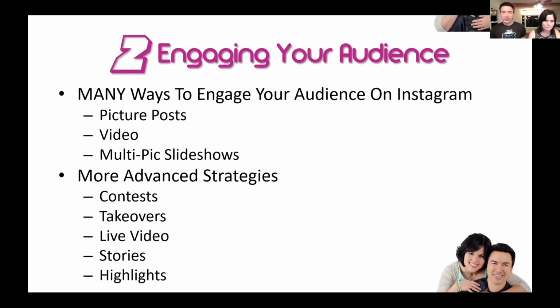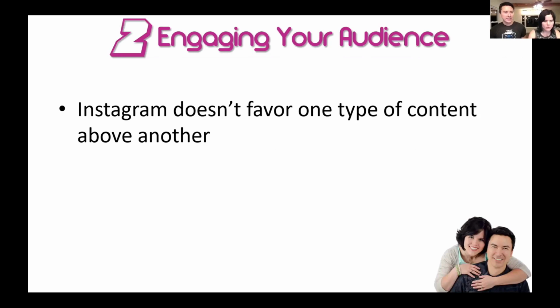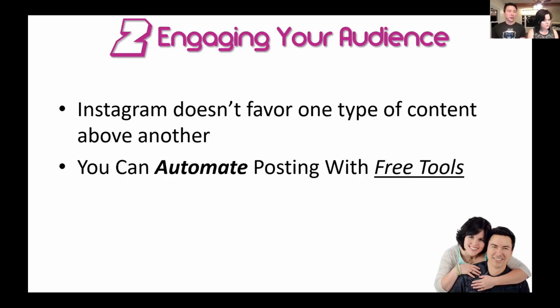Exactly. So here's the thing. The really neat thing about Instagram is that they don't favor one type of content over another. So if you're not comfortable with video, you can just do picture posts or slideshows. If you don't want to do a video live, you can pre-record it and upload it to Instagram, and you don't have to worry about trying to hack an algorithm like you do on Facebook. Plus, you can automate posting with some free tools. It doesn't cost anything, and you can automate the posts that you make every day with just free tools that are available to everybody.